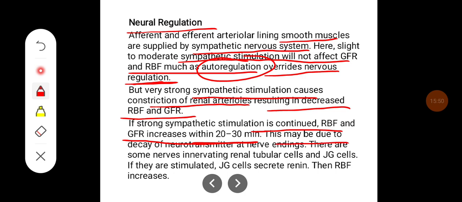This may be due to the decay of neurotransmitter at nerve endings, and there are some nerves innervating the renal tubular cells and juxtaglomerular cells. If they are stimulated, juxtaglomerular cells secrete renin, then RBF increases.